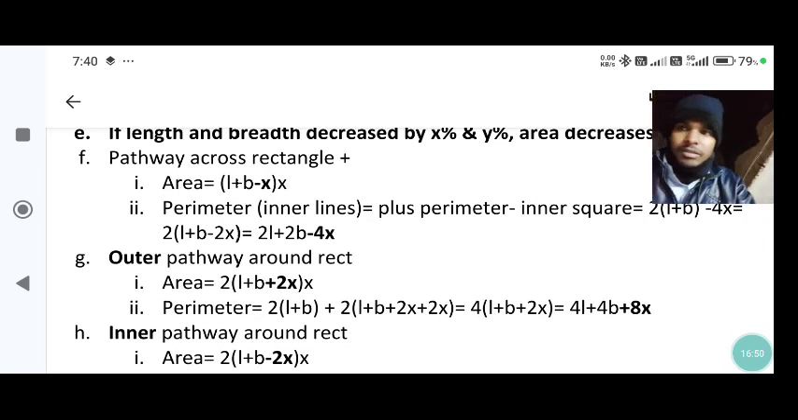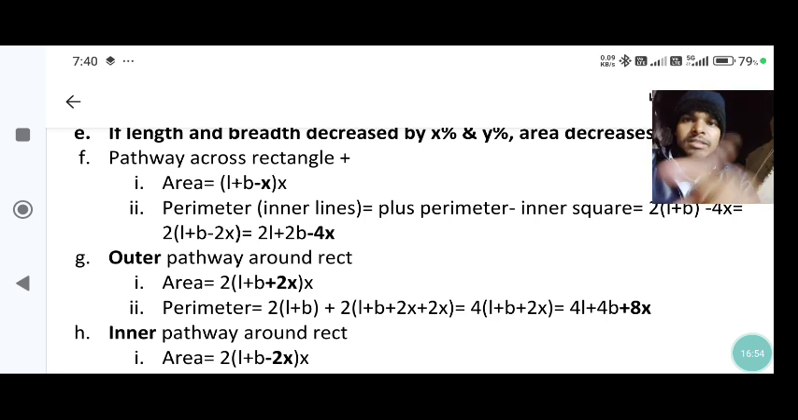Now, if a pathway across a rectangle is drawn, meaning the rectangle is like this and a plus-type pathway is drawn in between the rectangle, then what will be the area and the perimeter of the pathway? The area will be equal to (length plus breadth minus x) into x, the width of the pathway. It is like (l plus b minus x) into x. And the perimeter is 2l plus 2b minus 4x.